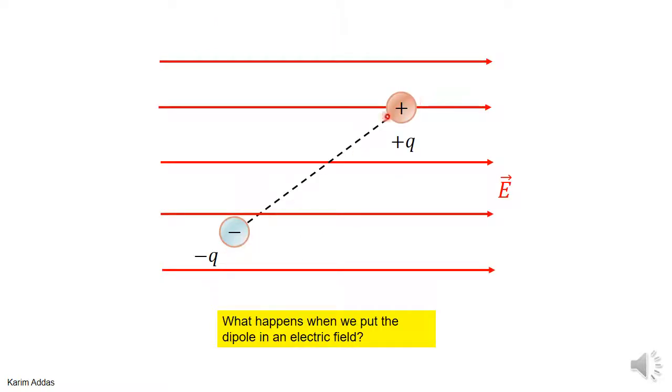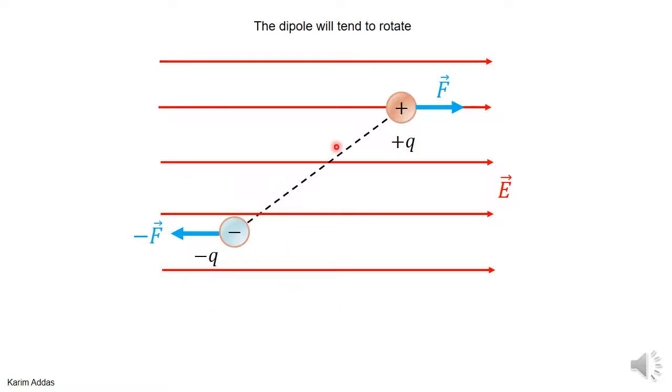If you take this dipole and you put it in an electric field, what will happen? Well, assuming the distance stays the same, assume you have a rigid rod, for instance, connecting the two charges. This charge will experience a force to the right. This charge will experience a force to the left because it's negative. And the dipole will then tend to rotate.